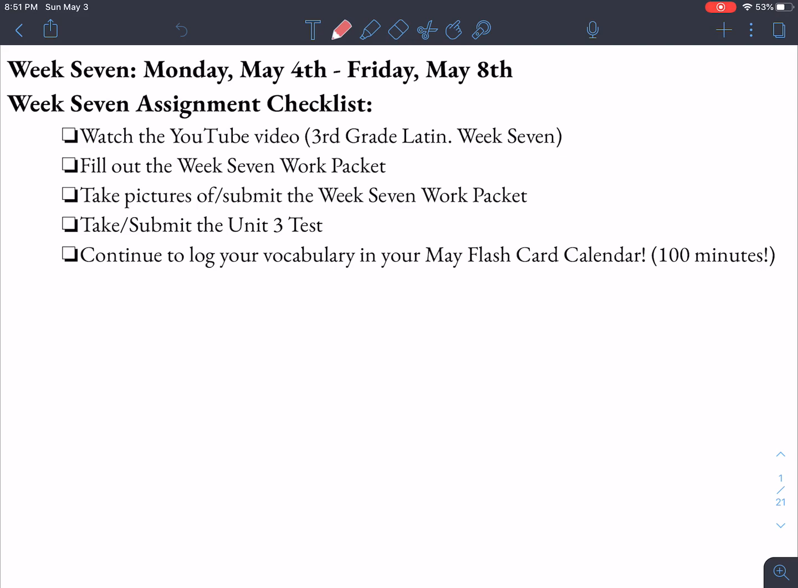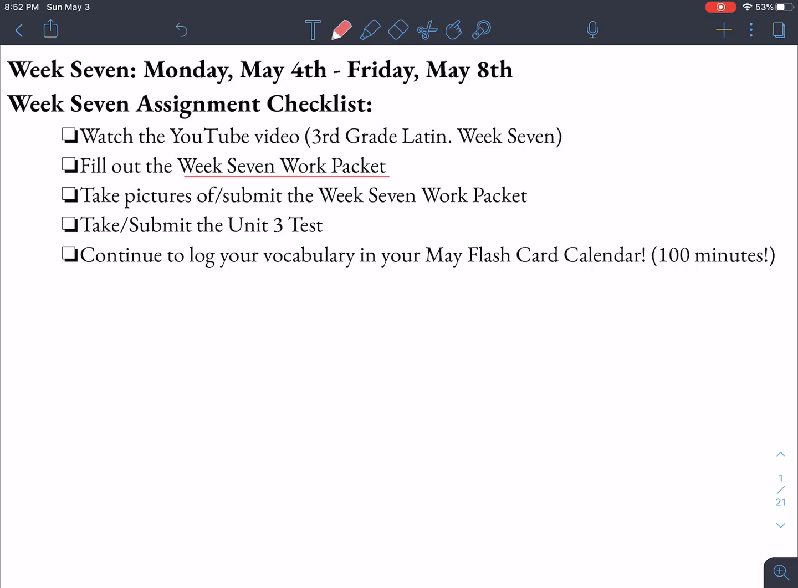So this week what we're going to be doing is something a little bit different than what we've been doing in past weeks. In past weeks, we've kind of ended the week with a weekly quiz. This week we're going to be doing some review, and then at the end of the week, you're going to have to take a test. Now before you freak out, don't freak out. I'm going to review everything that you need to know, and everything that you need to know for this test is going to be in the week 7 work packet.